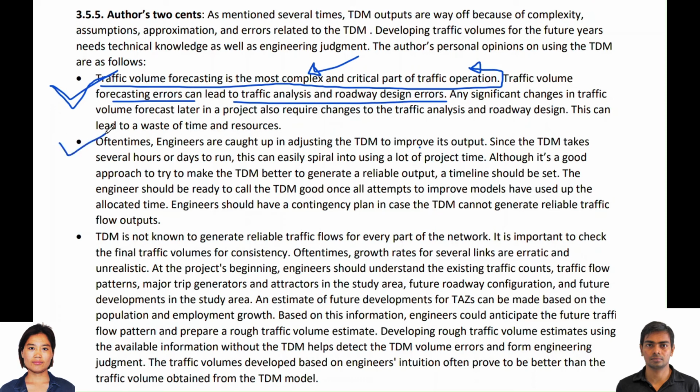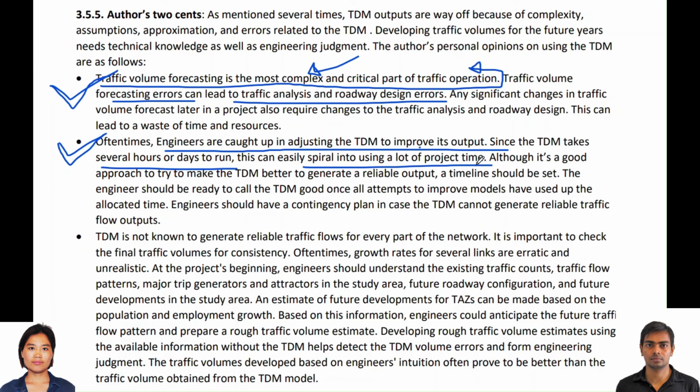The second one is, when should we call stop to the calibration? Oftentimes engineers are caught up, including myself, in adjusting TDM to improve its output. Since TDM can take several hours to several days to run, this can easily spiral into a lot of project time. Once we change one thing, we feel that everything is going to be fine. Then when the output comes in, we face something else that is wrong. Then we try to fix that one, then something else comes out to be wrong.